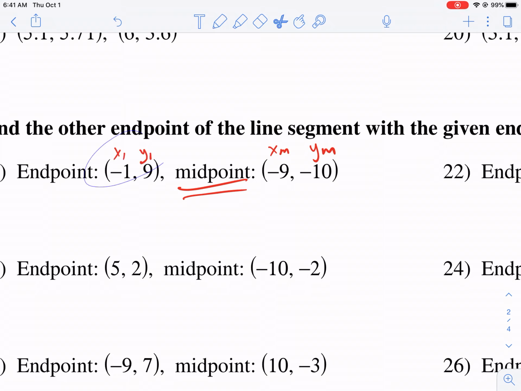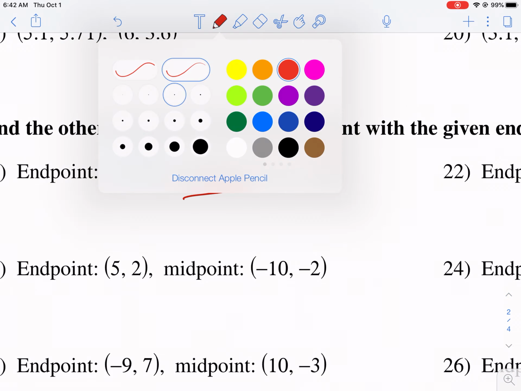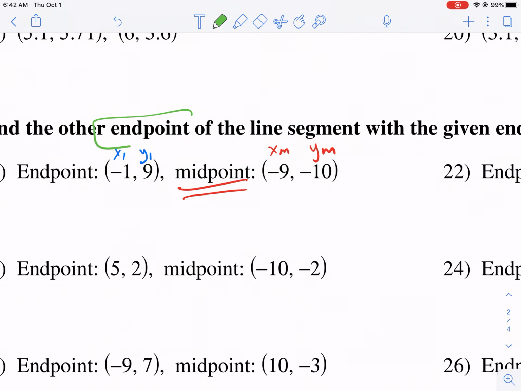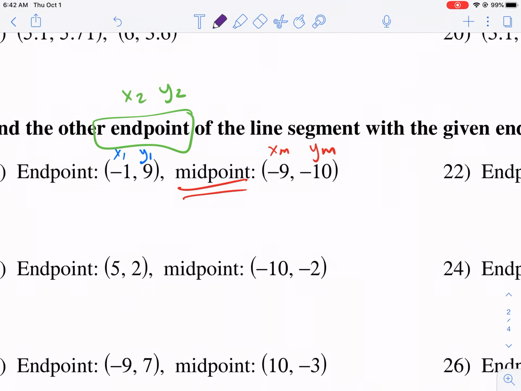Actually, I'm going to change color on this one. So what is the last thing you're looking for? What's our target here? Well, if we're looking for the other endpoint, we know we're looking for x2, y2. So we're going to set up our formula exactly the same way. And let me use, I guess, this purple color. So we're going to say xm equals x1 plus x2 divided by 2. Now, our plug-in values are going to be different. Instead of plugging in for x1 and x2, we are going to be plugging for xm and x1.